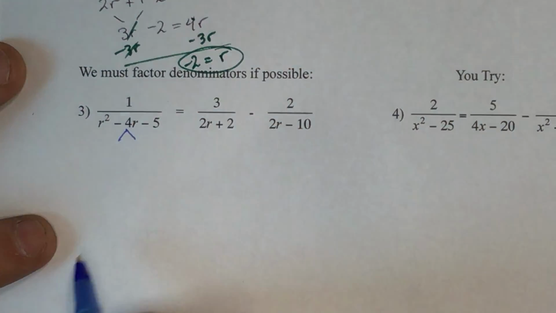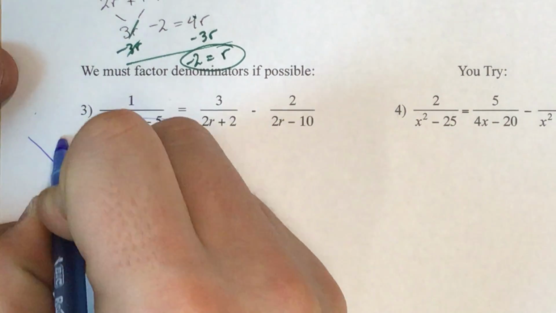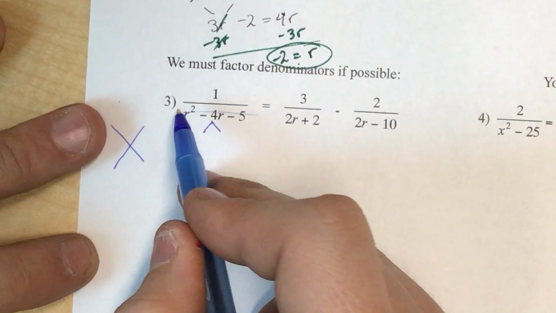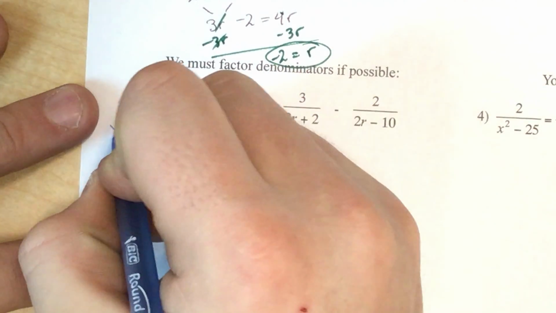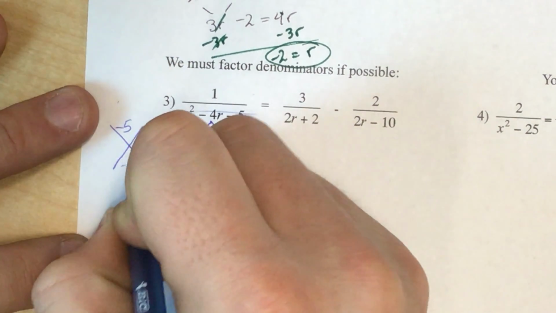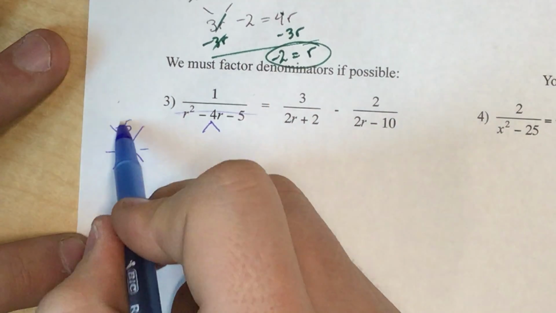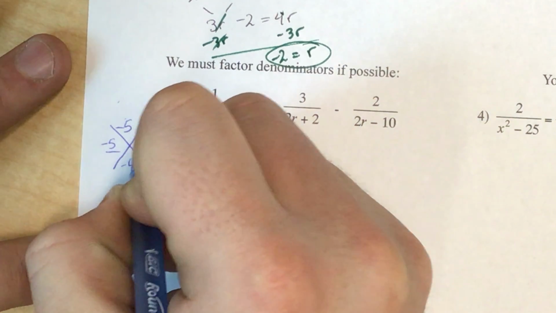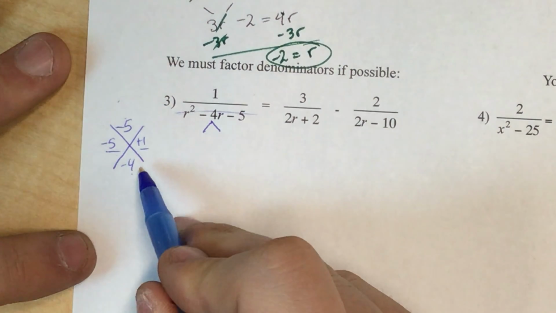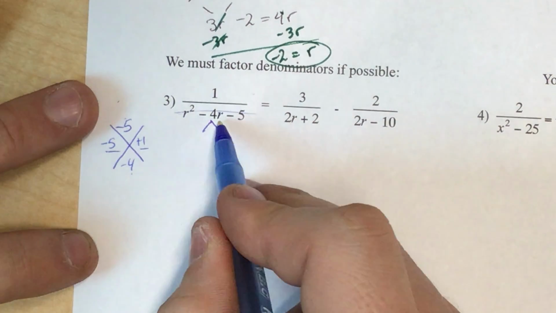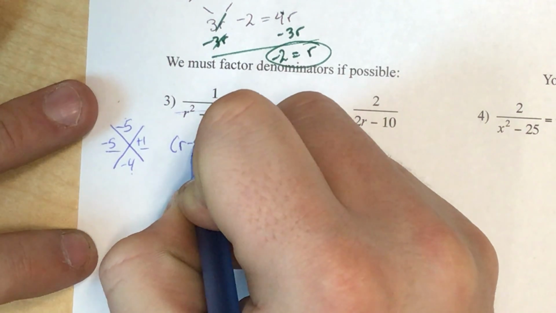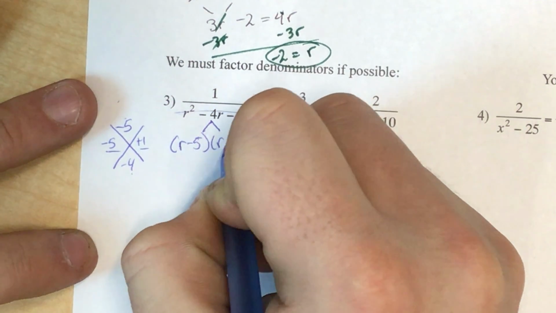So if we break this down, and if you do the x factor over here, numbers that multiply to get 1 times -5 is -5, and the b value is -4. The two numbers that multiply to get -5 and add to be a -4 are a -5 and a +1. So the two factors that r squared minus 4r minus 5 break into is r minus 5 and r plus 1.